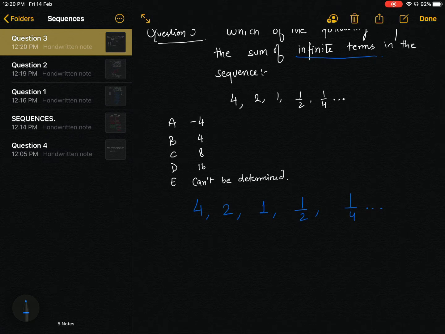Is there a common difference? So 2 minus 4 is minus 2, and 1 minus 2 is minus 1. So no common difference. It's not an AP for sure. So let's try to see if it's a GP. So I know that 2 by 4 is same as 1 by 2. So this is a common ratio of half. So it's a GP for sure.